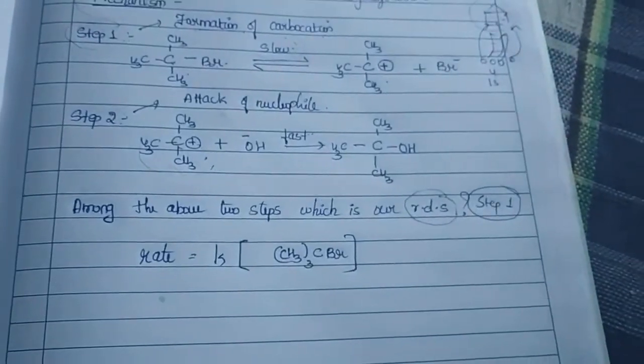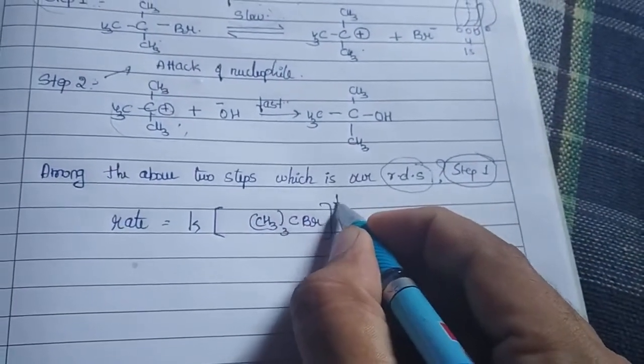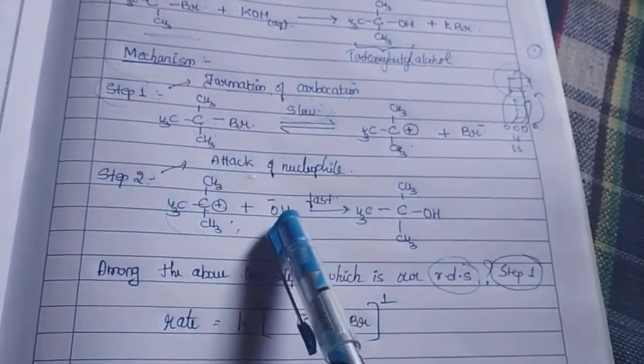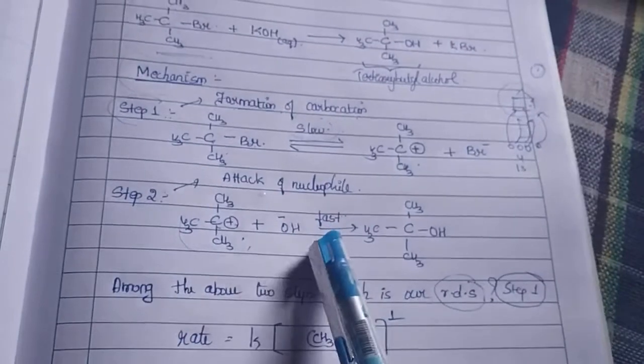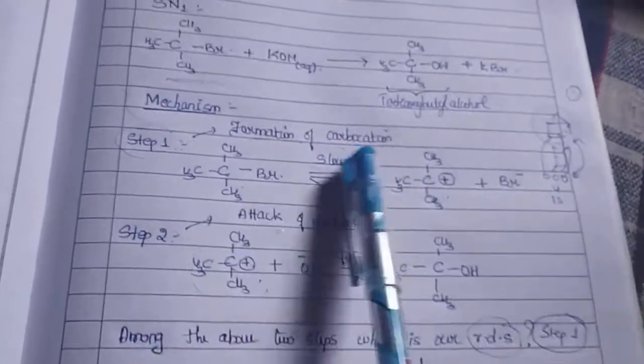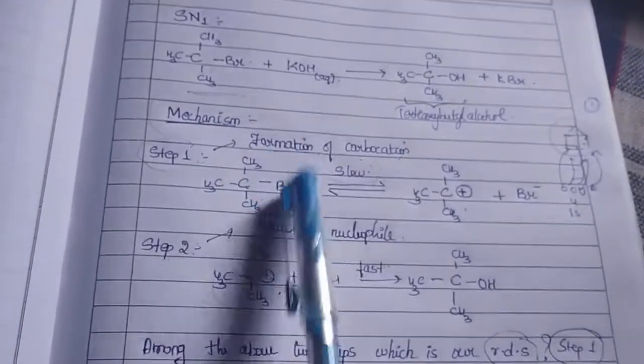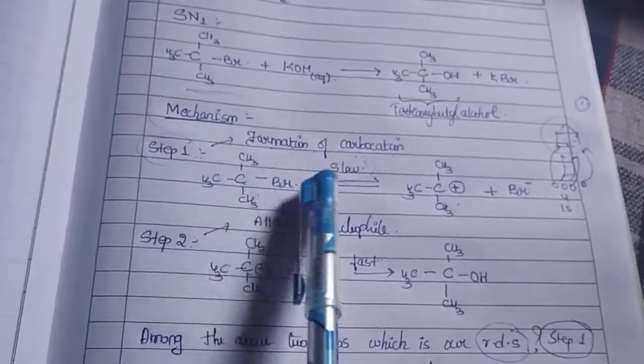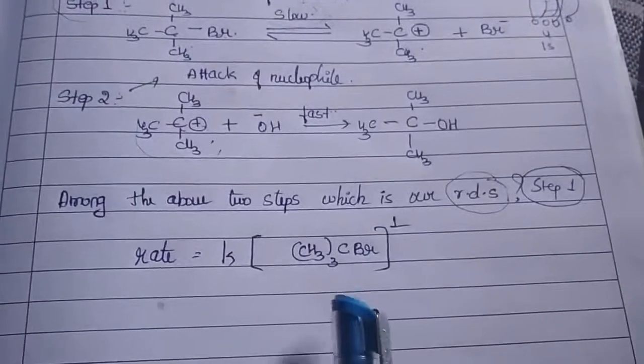Yes or no? So to the power of 1. It is independent of the concentration of your hydroxide. Why? Because it is occurring in the fast step. Rate determining step reactant, it is only dependent upon your alkyl halide. That is also tertiary butyl bromide.